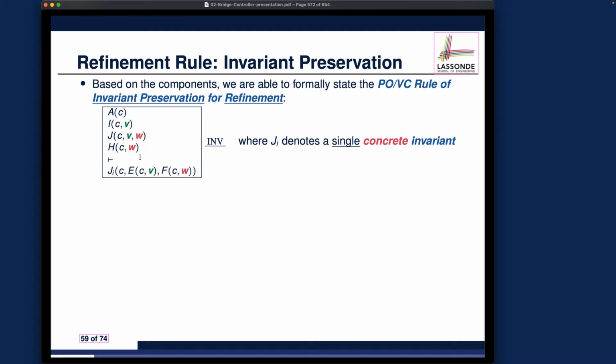But now our purpose is invariant preservation. That's why we simply put a single concrete invariant condition over here, and we want to make sure the effects for the abstract events and also the effects for the concrete events are actually in place whenever applicable. That's basically the idea. Right, let's now take a look at how we can formulate the sequents related to invariant preservation.